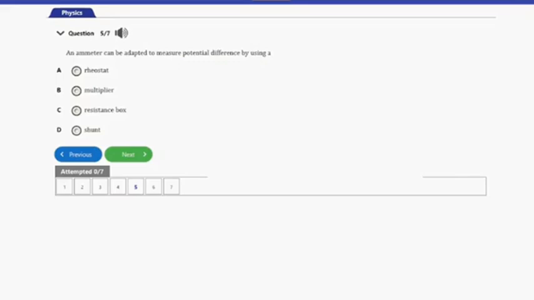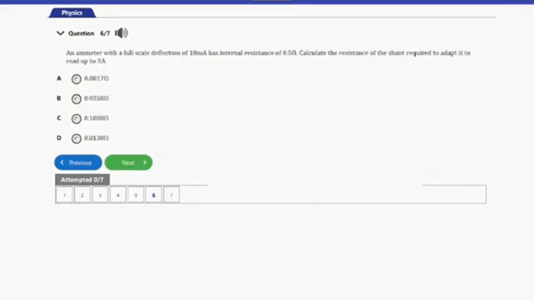Let's go ahead and consider the next question, guys. An ammeter with a full-scale deflection of 10 milliamps has internal resistance of 0.5 ohms. Calculate the resistance of the shunt required to adapt it to read up to 3 amps. So guys, we are going to solve this together.